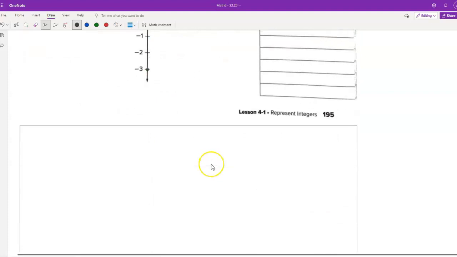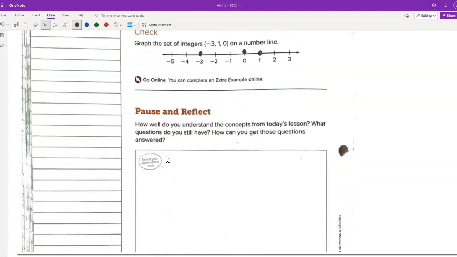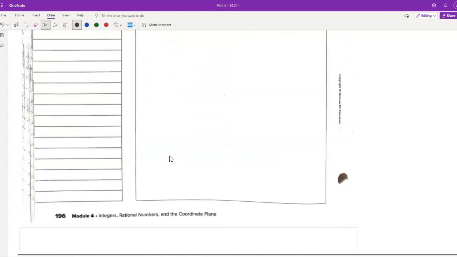Okay? So you're going to go ahead and do the same thing. You're going to pause the video and see how you do on example 2. So you're going to graph the set of integers. There's -4. Positive 2 is over here. And -1. And we're going to do the same thing with the check: -3, 1, and 0. Using the number line is going to help us compare and contrast those integers as well.